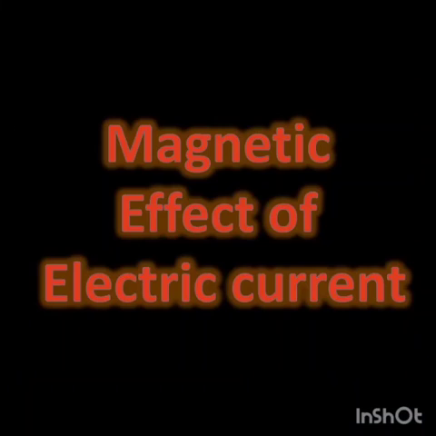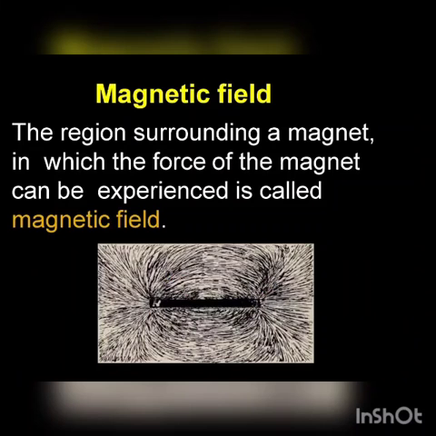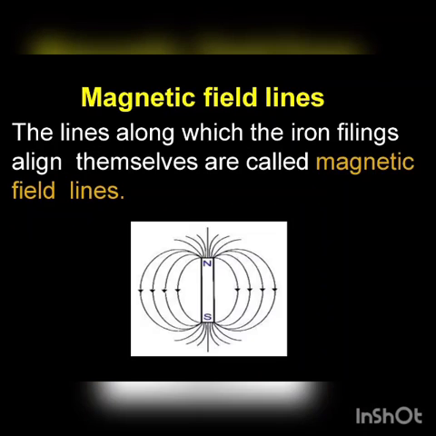Today I am going to summarize the physics chapter called Magnetic Effect of Electric Current. Magnetic field: the region surrounding a magnet in which the force of the magnet can be experienced is called magnetic field. Magnetic field lines: the lines along which the iron filings align themselves are called magnetic field lines.